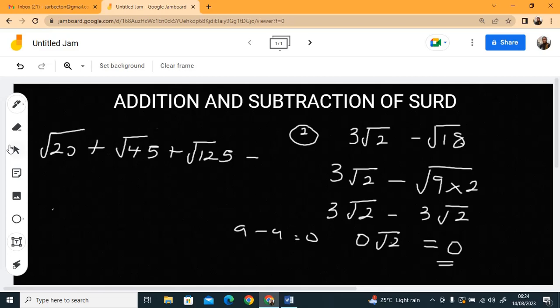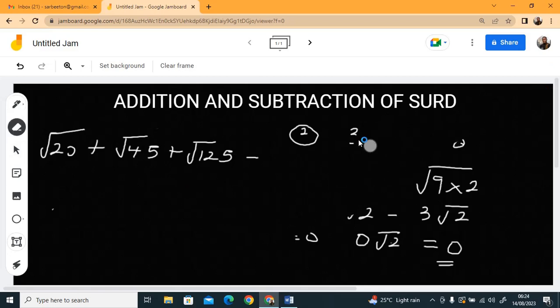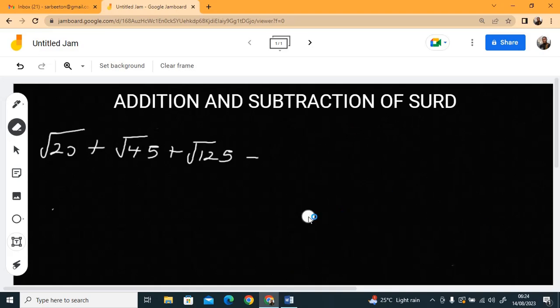minus, let me clean this side so that I can have enough space to write. So and here we have minus 2 root 80. Now how do you solve this? This is root 20. Now you have to convert each of them to basic form.